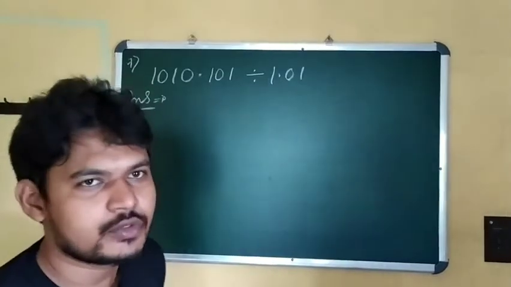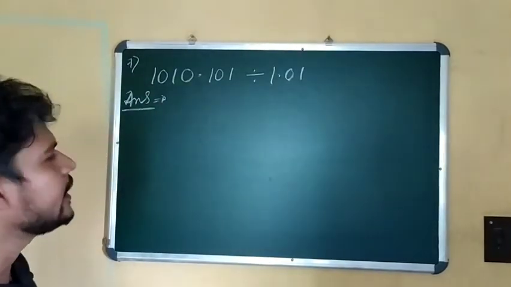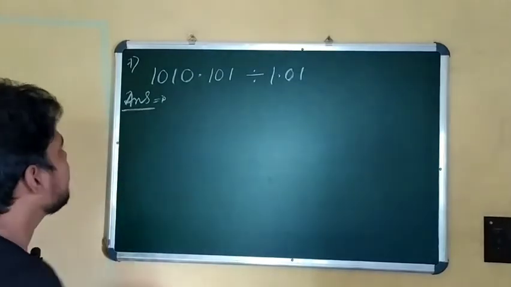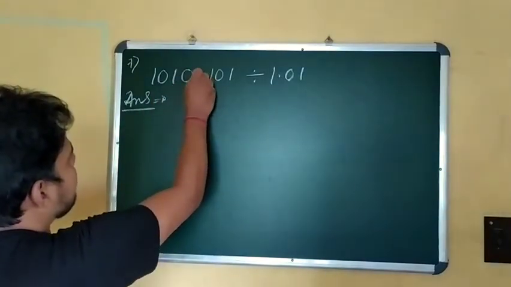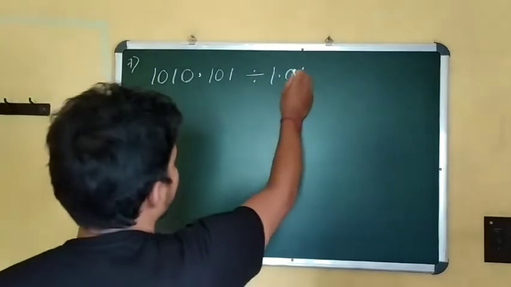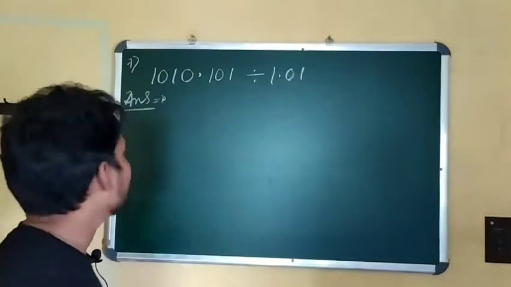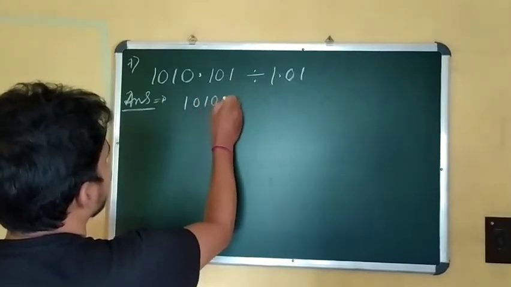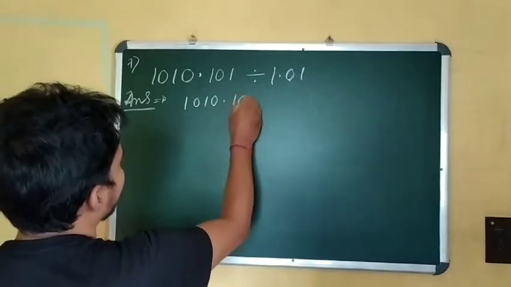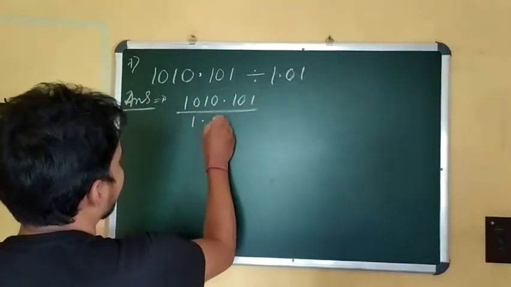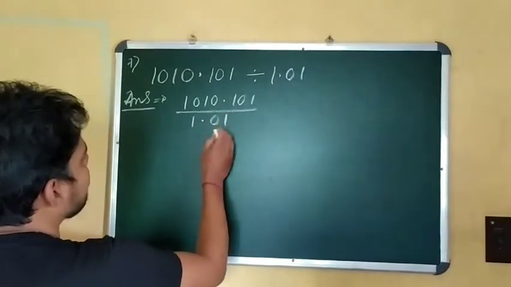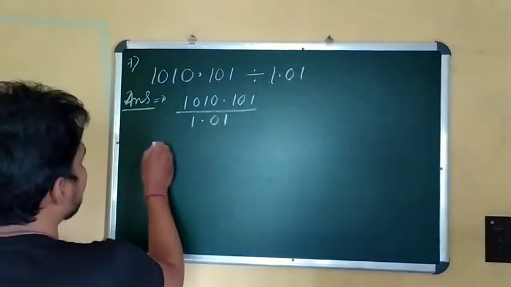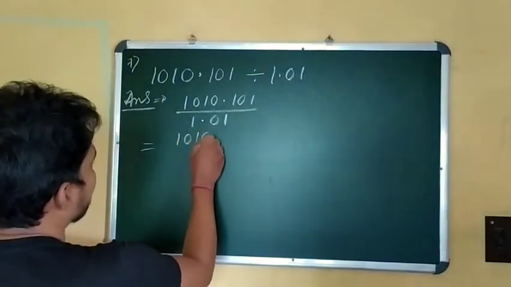Okay students, now you focus on this math. That is one of the most important examples on this topic. Here the dividend is 1010.101 and the divisor is 1.01. So first step, you have to write this in terms of a fractional number, 1010.101 over 1.01. Then what to do? How many decimal places are present in the denominator? 2.